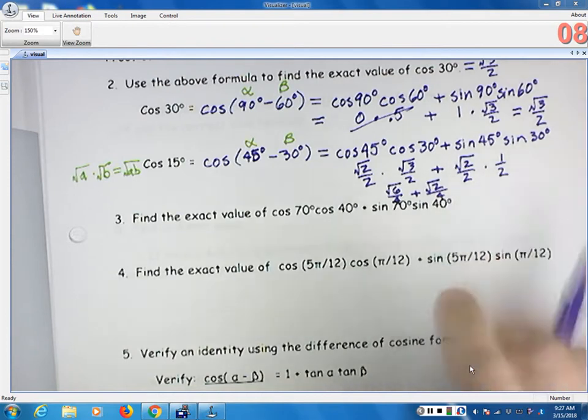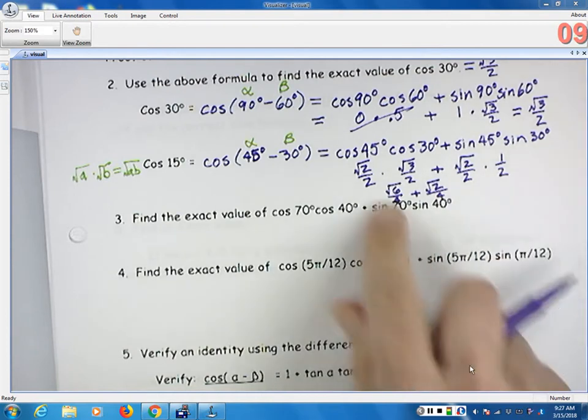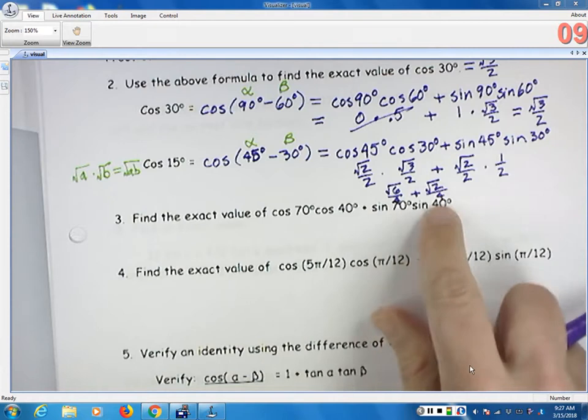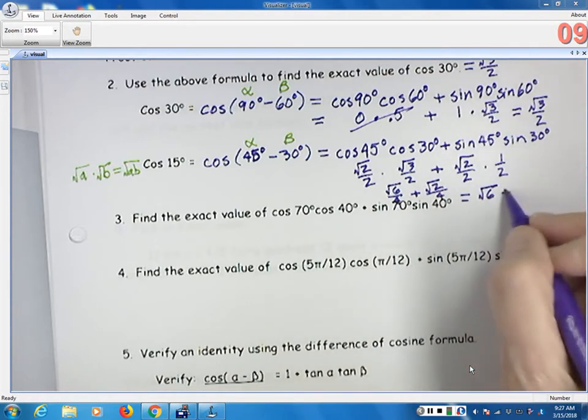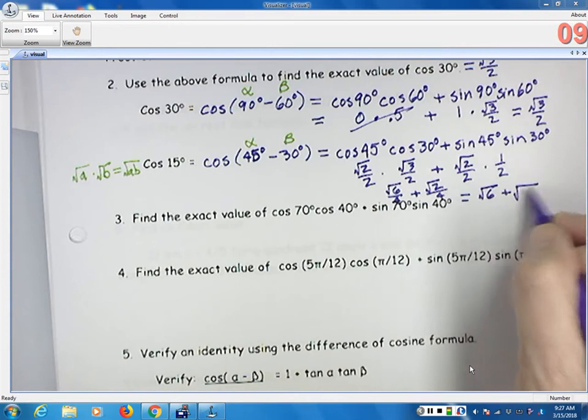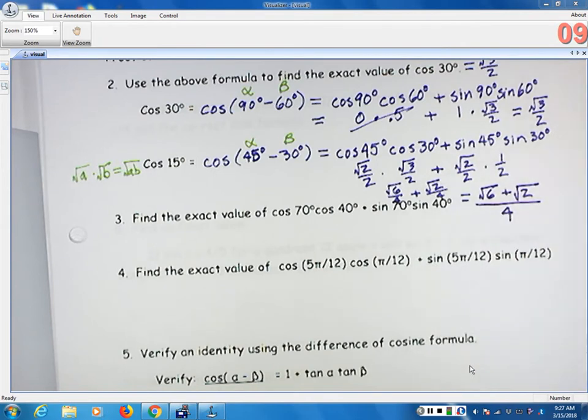Okay, can you see that? Square root of 6 over 4 plus the square root of 2 over 4, and that equals the square root of 6 plus the square root of 2, and that's all over 4. We have a common denominator, so we add the numerators and keep the denominator. Does the square root of 6 combine with the square root of 2 and make the square root of 8? No.